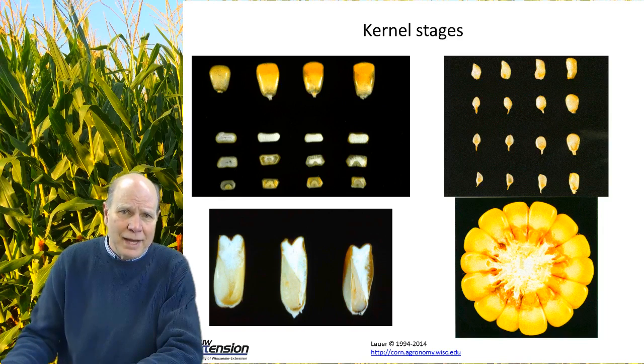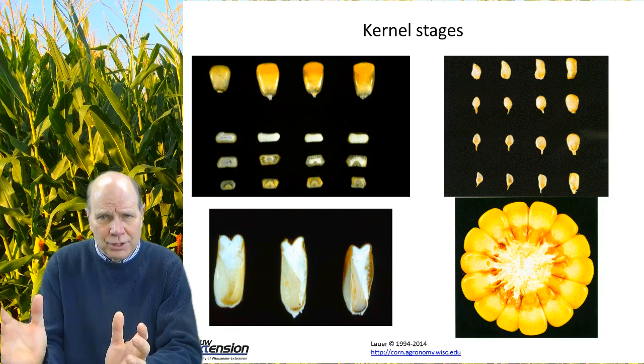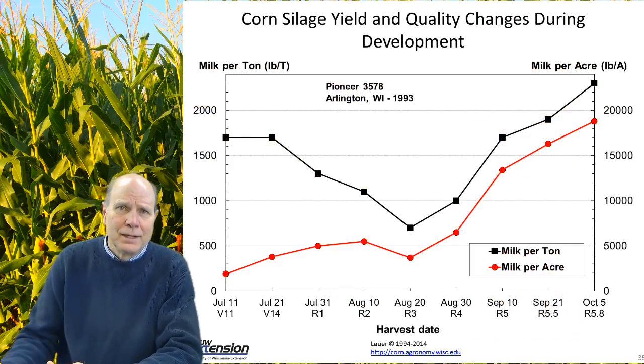The final stage, though, is the black layer stage, where a one-cell-layer-thick group of cells basically suberizes, or forms a corky layer, that prevents any nutrients moving from the ear into that kernel. And once that occurs, the kernel is done growing. By just taking some of those kernels off the ear and using your fingernail to scrape it away, you can see when those black layers form on individual kernels. And again, typically the middle of the ear will mature first, and then move towards the butt and the tip of the ear later on.